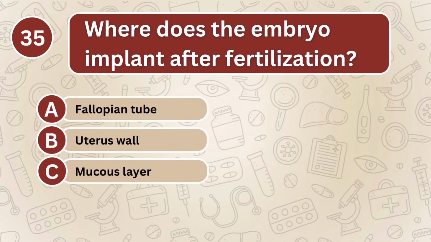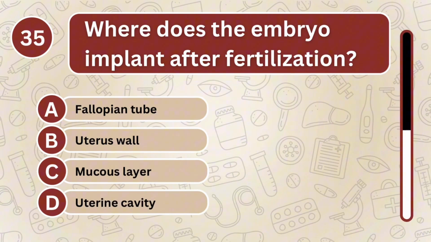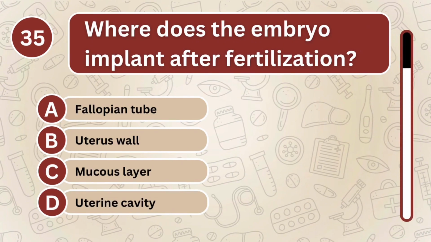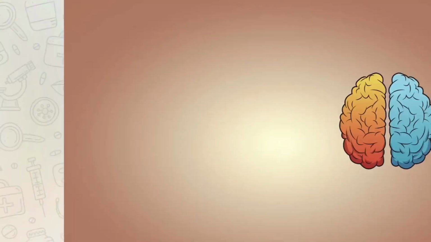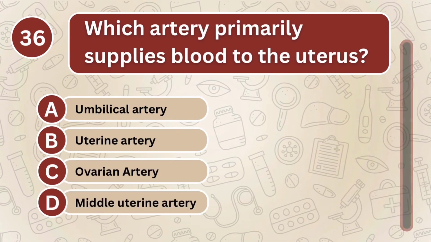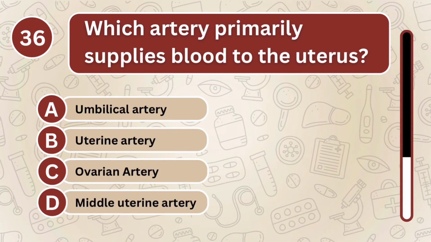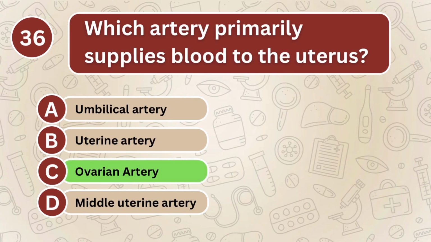Where does the embryo implant after fertilization? Correct answer is B. Uterus wall. Which artery primarily supplies blood to the uterus? It's C. Ovarian artery.